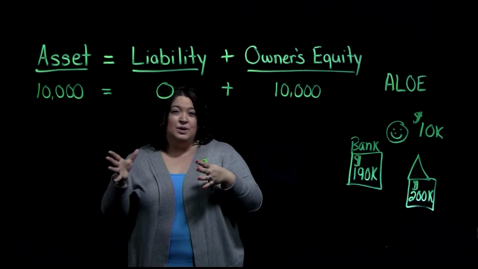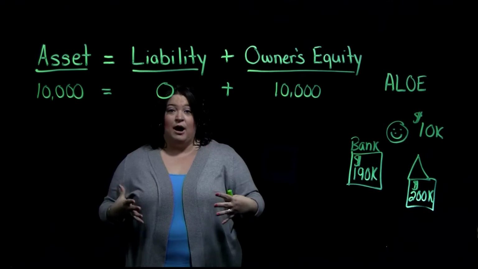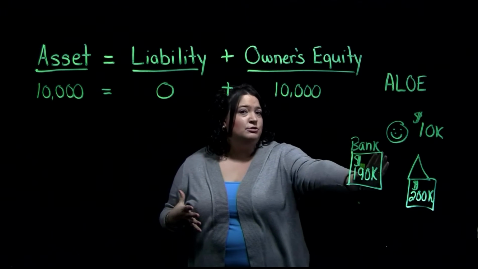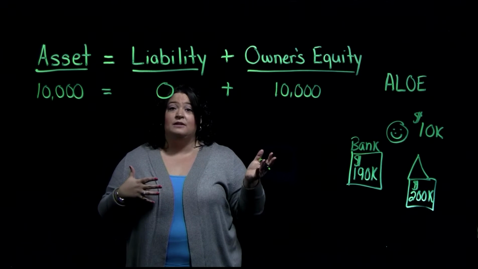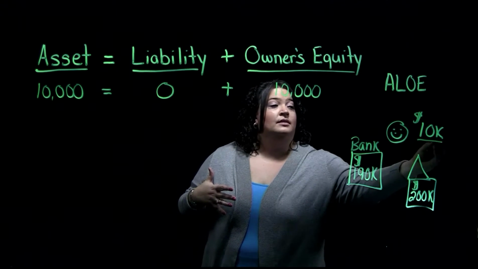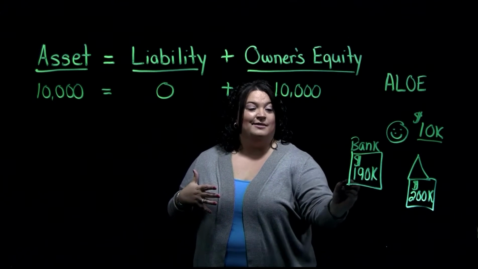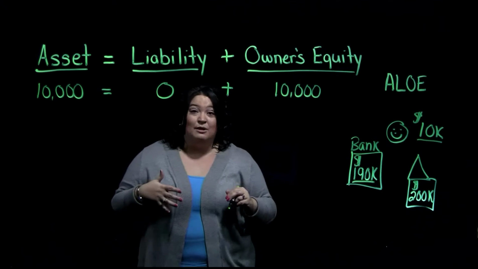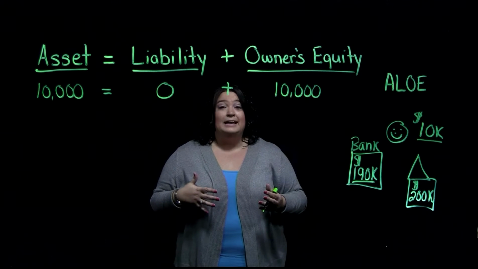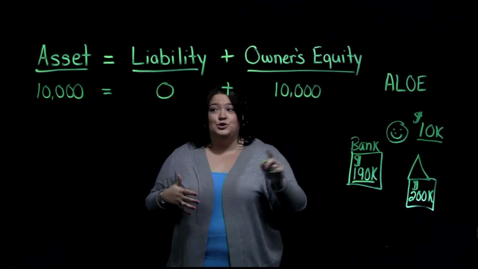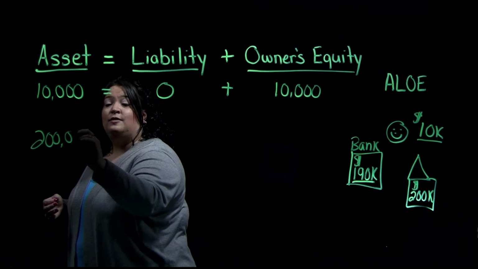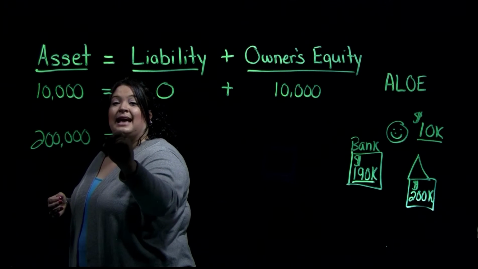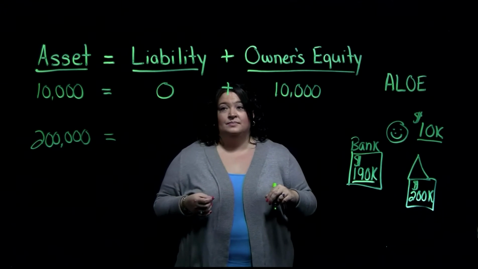Our assets, remember, are something of value. Now, I haven't purchased the house yet. I only have cash right now. I have the $10,000 that I started out with, but I also now have the $190,000 from the bank. And that gives me a grand total of $200,000. So I have $200,000 as an asset.